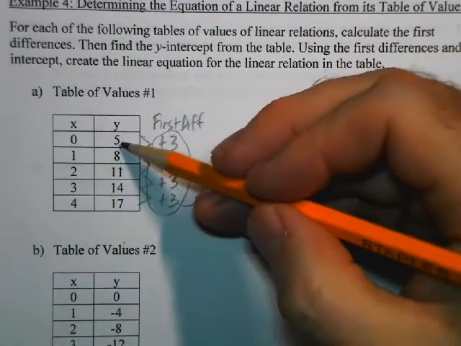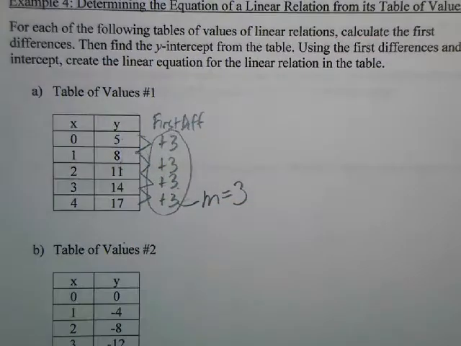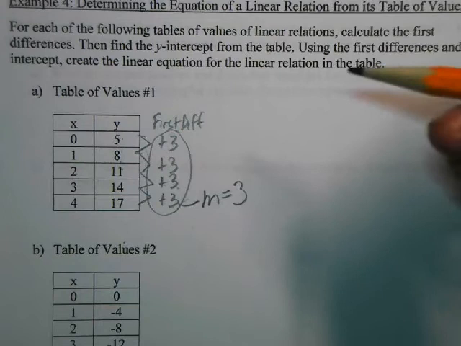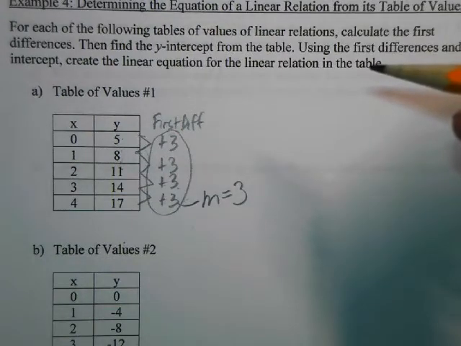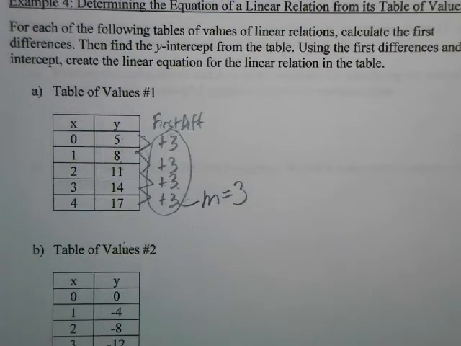Because it's very easy to subtract in the wrong order here and get the incorrect sign. Okay, now how do we get the y-intercept? Well, remember the y-intercept always has an x-coordinate of 0.